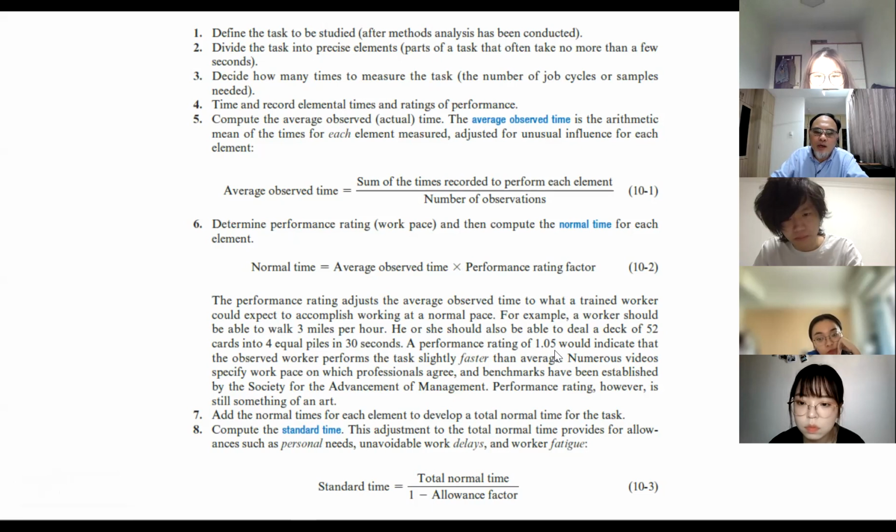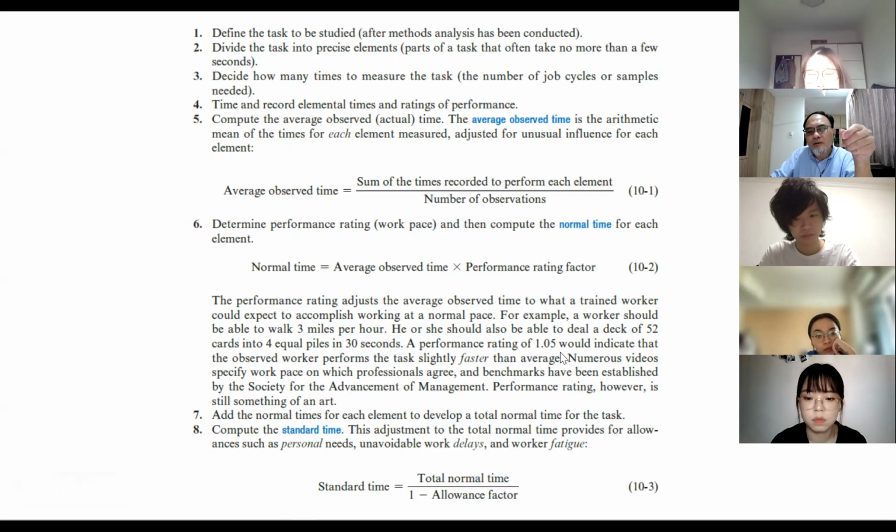So a performance rating of 1.05 means that the task is slightly faster than average, so you give that 0.05 additional. If it's the same, then you don't give any rating. It's just 1.00.